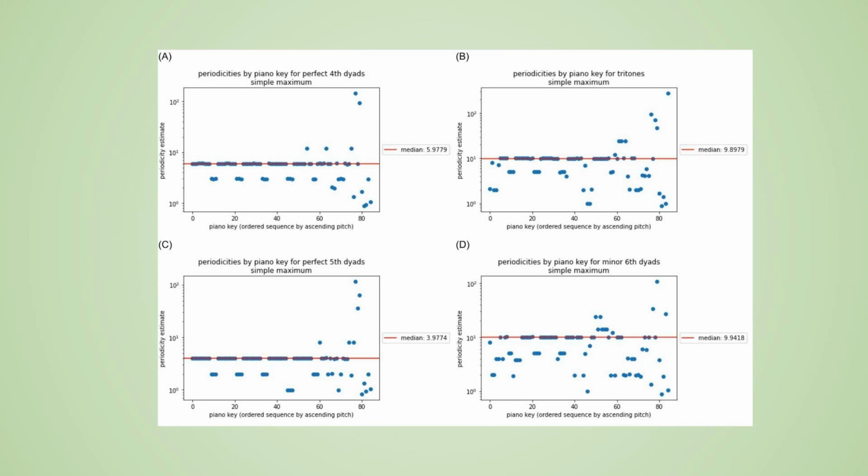Here is a sample of 4 graphs of the relative periodicities for 4 different types of dyads. My results support Stolzenburg's periodicity theory, especially for the more consonant dyads, such as the perfect fourth and perfect fifth. Additionally, there were also results that were significantly different, especially for the more dissonant dyads, such as the minor sixth and the tritone. This agrees with the work of Messina et al. regarding how harmonicity alone cannot explain the dissonance of these dyads.